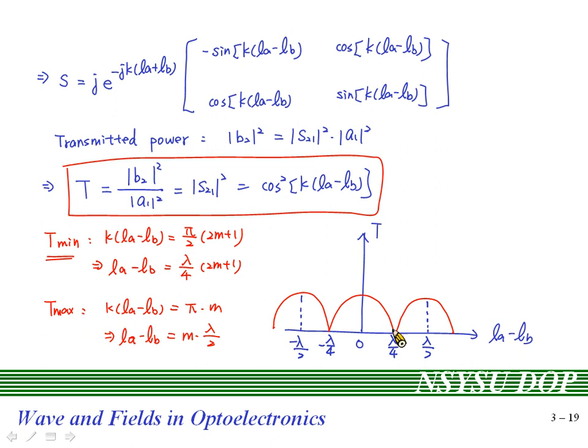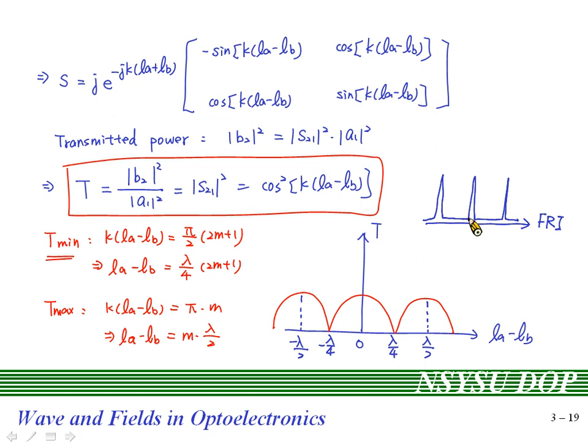Okay? And please compare the transmission with the Fabry-Pérot. As we know, the transmission of the Fabry-Pérot, as the reflection R is large, will look like this. But for the Michelson interferometer, it will be the cosine squared function like this. So the output performance of these two interferometers is quite different.